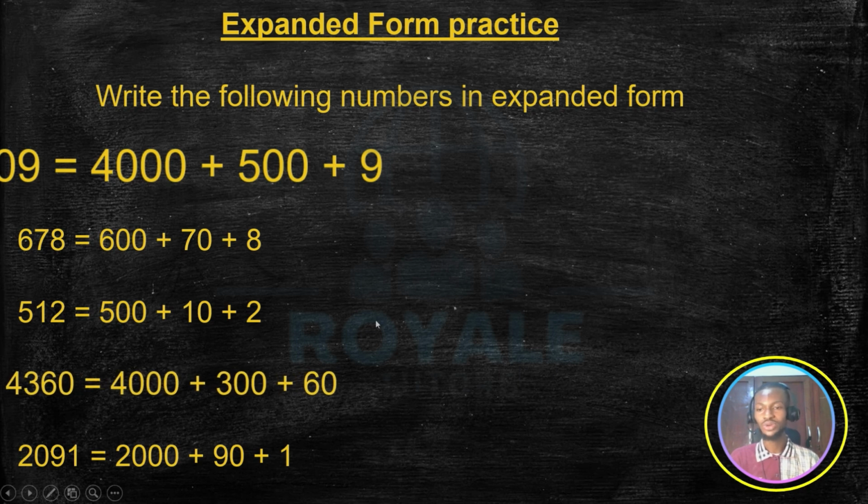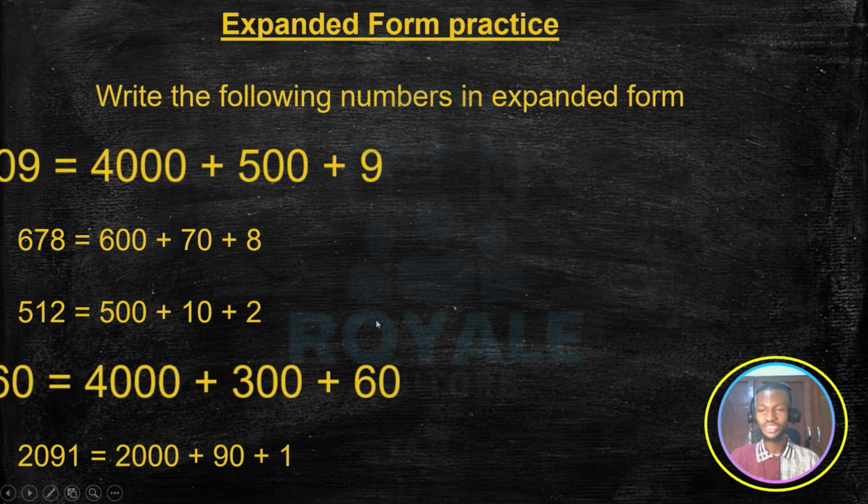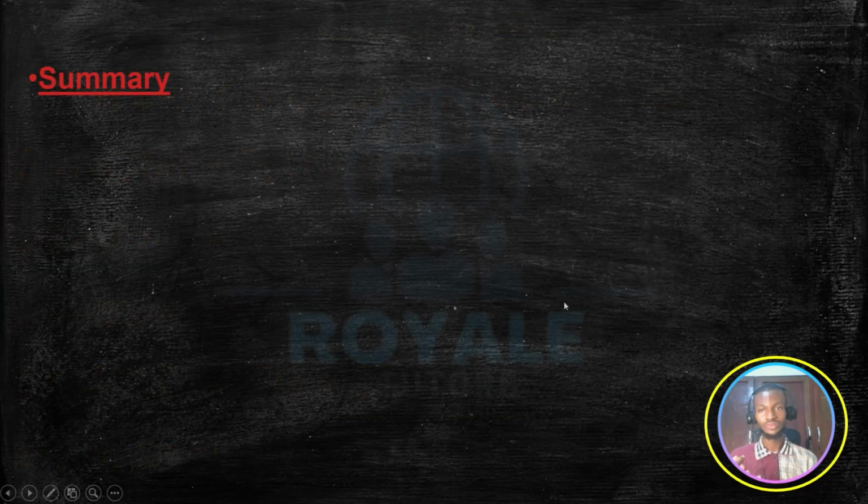Then the next one we have 4360, that is 4000 plus 300 plus 60. Then the last one we have 2091, that is 2000 plus 90 plus 1. So I believe you've learned so far and you've understood placeholders for ones, tens, hundreds, and thousands.